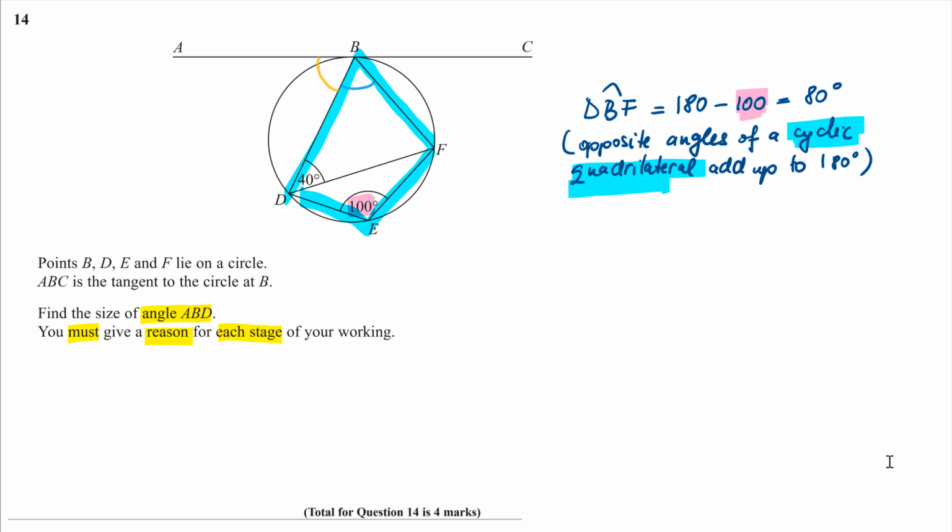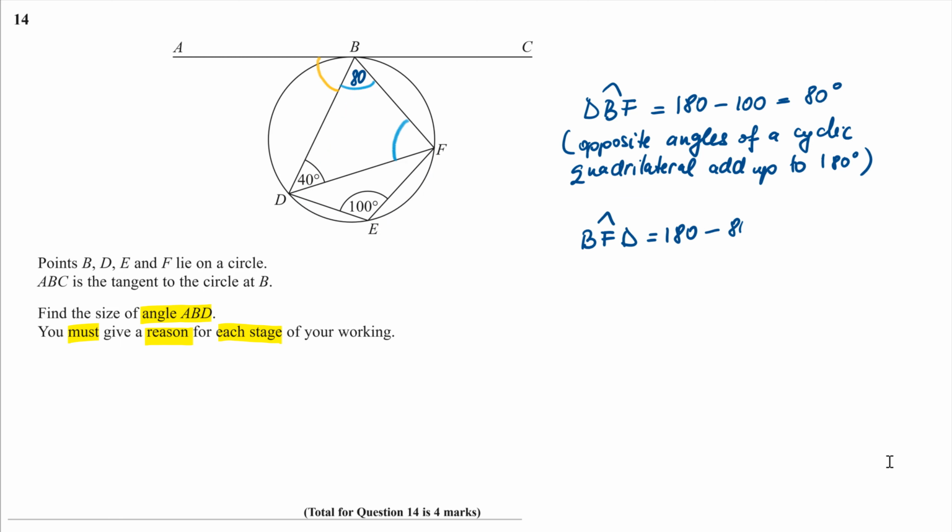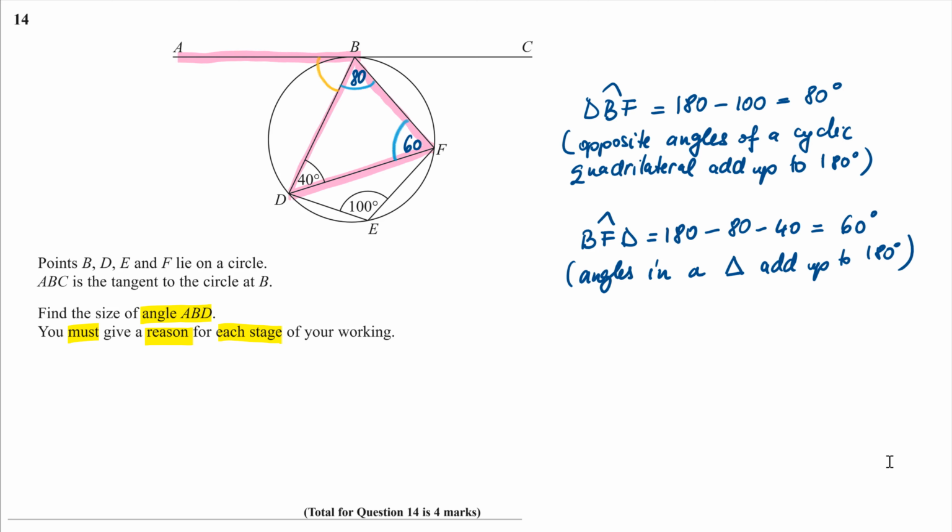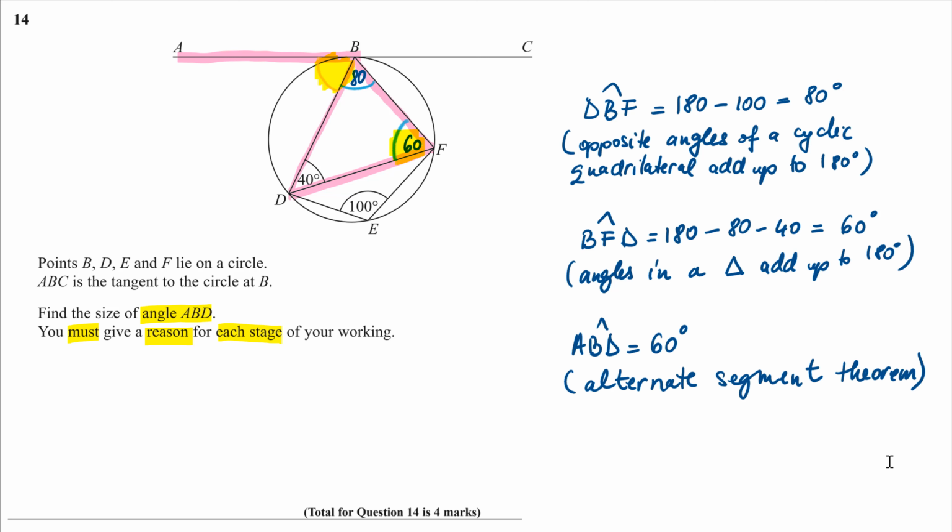DBFE is a cyclic quadrilateral. Using the triangle BFD, we can work out the angle BFD. That is 180 minus 80 minus 40 equals 60 degrees, because angles in a triangle add up to 180 degrees. The angles highlighted in yellow are equal to each other. So the angle ABD is 60 degrees because of the alternate segment theorem.